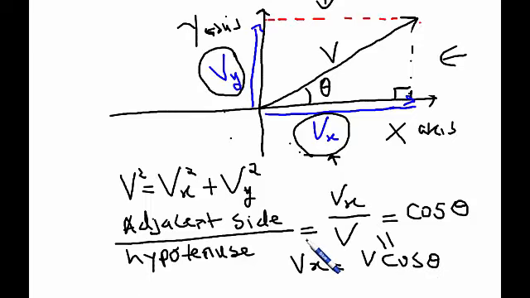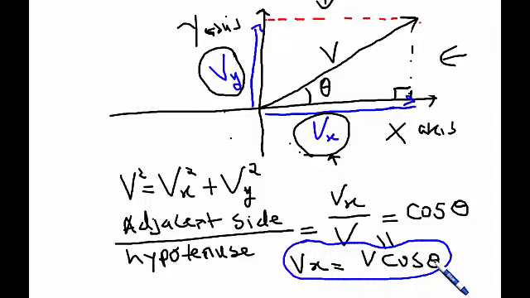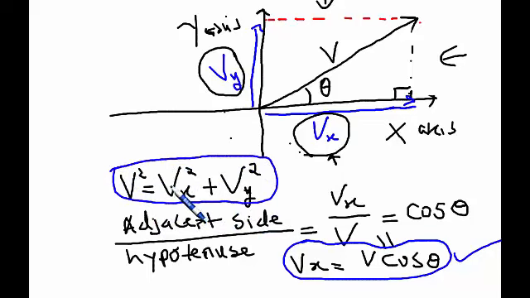This is very important: the reflection along the x-axis is the original vector times the cosine of the angle between the vector and the x-axis. So this is the one relation. Besides this one, which is the definition, to get vx, we employ this formula.